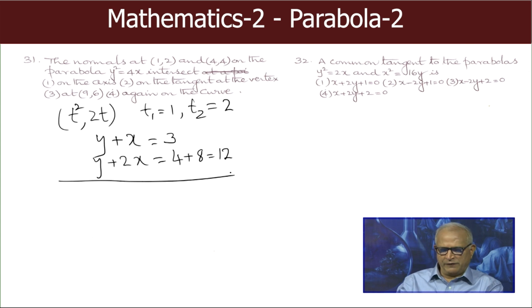Now, what is the point of intersection? When you subtract, x equal to 9 and y equal to minus 6. So, the point of intersection is (9, minus 6).